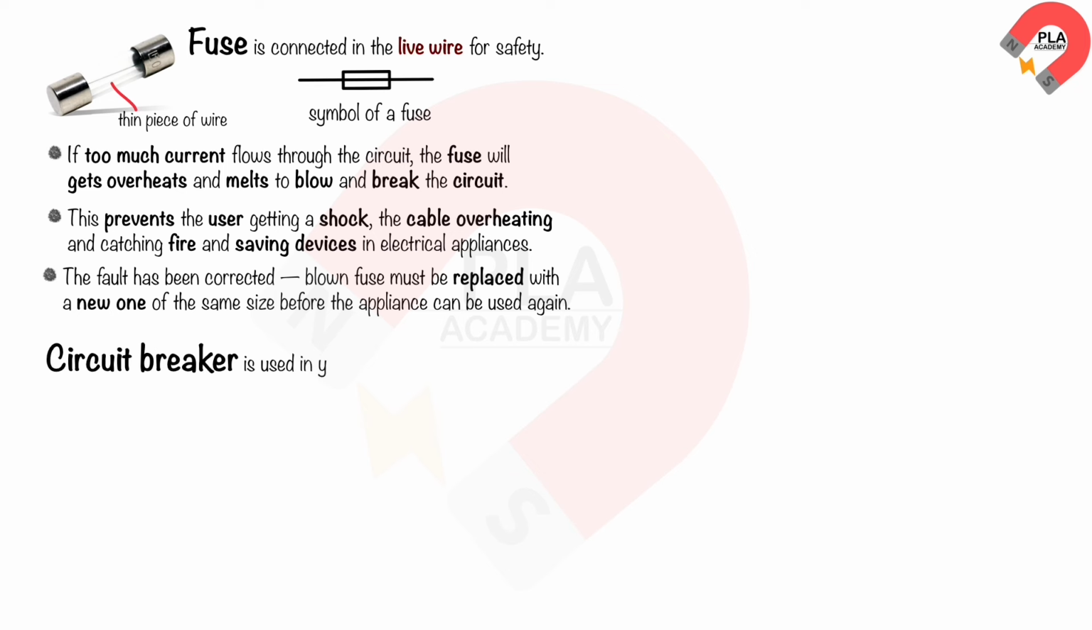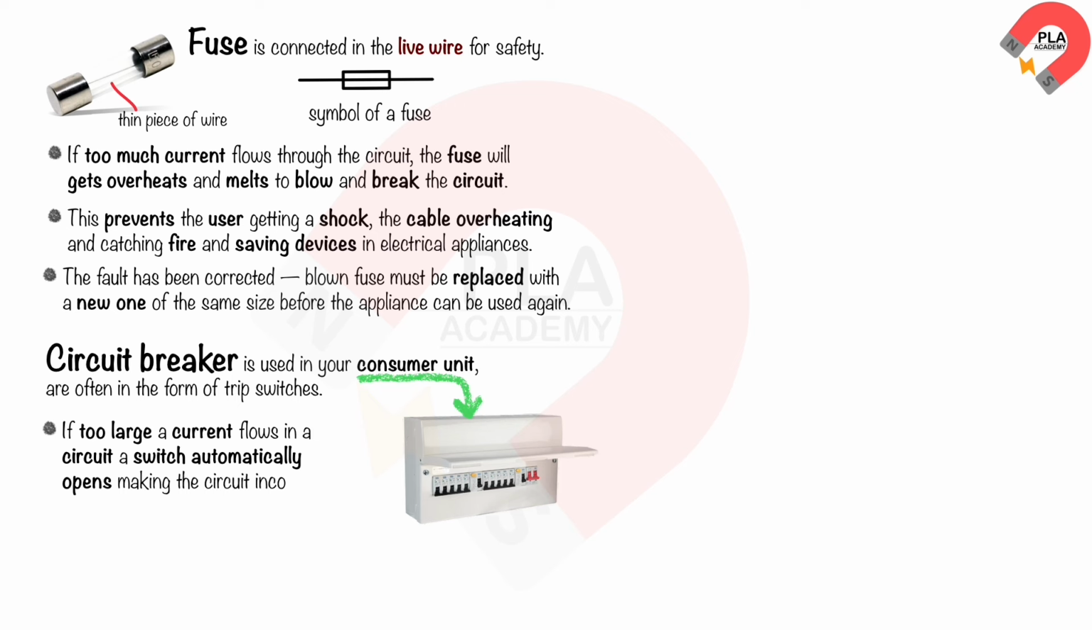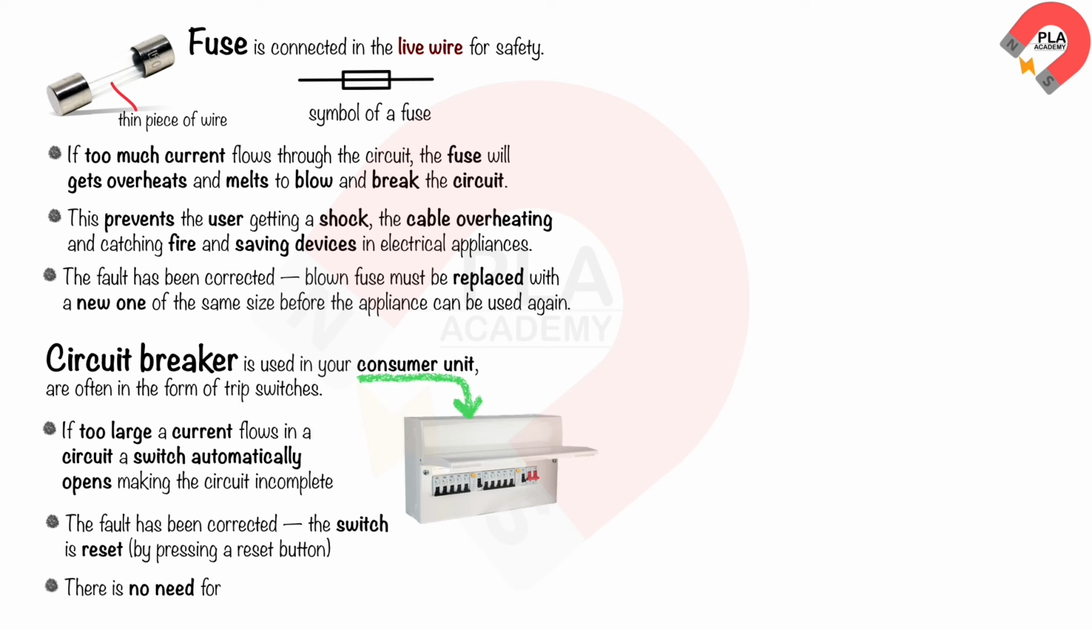A circuit breaker is used in your consumer unit, often in the form of trip switches. If too large a current flows in a circuit, a switch automatically opens, making the circuit incomplete. Once the fault in the circuit has been corrected, the switch is reset, usually by pressing a reset button. There is no need for the switch or circuit breaker to be replaced, as there is when fuses are used.